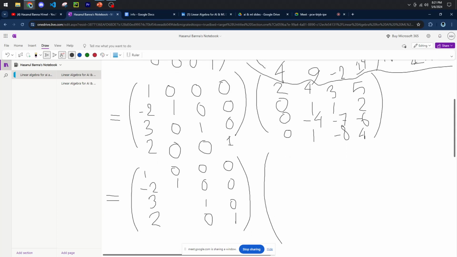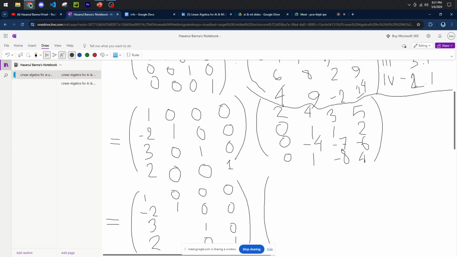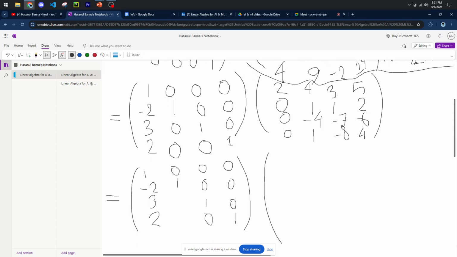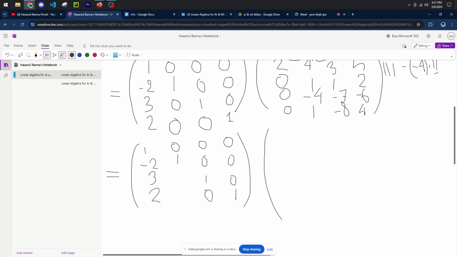Now let's solve the third row. We will be subtracting from the third row -4 multiplied by 2, our second row. While we do this, this part will be 0, and this will help to give us a lower triangular matrix.